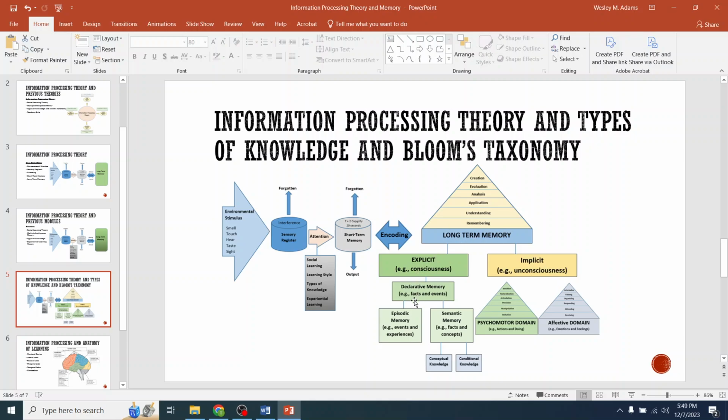Explicit was the types of knowledge. We just talked about that. Declarative knowledge, episodic for history. Semantic, conceptual knowledge is what we're doing right now, linking concepts. Conditional knowledge, when to use information.